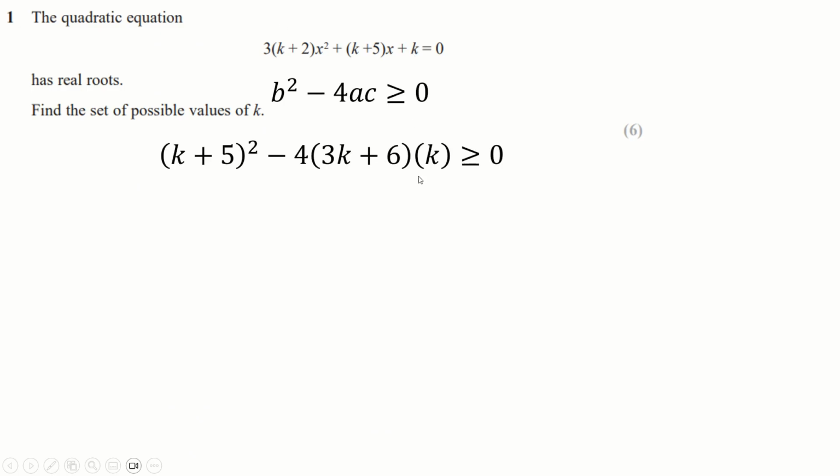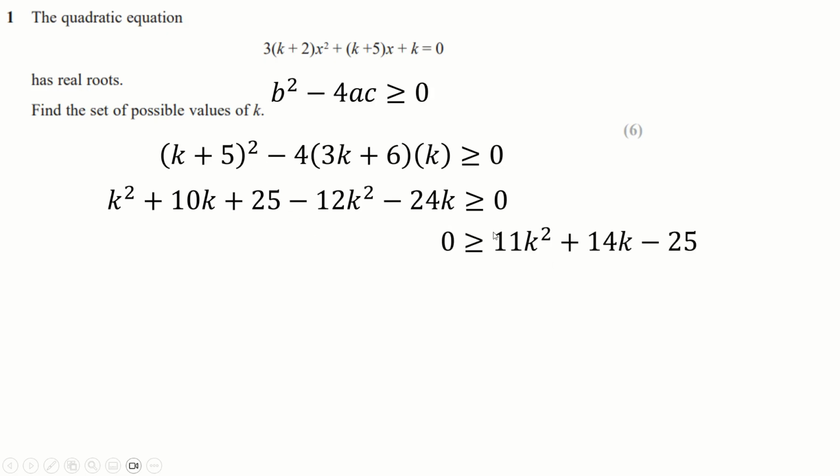So you put all that information in, and you expand out nice and carefully. Remember, this is k plus 5 times k plus 5, so expand all the stuff out. Collect all this together. I've made the k squared terms positive because that makes it easier to spot a factorization, which is this, and so therefore the critical values are minus 25 over 11 and 1.